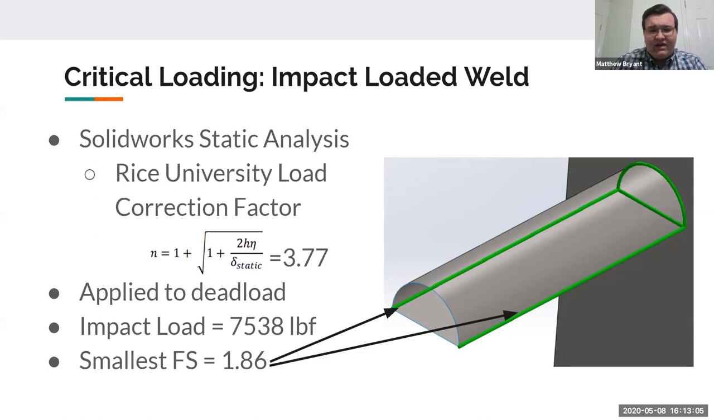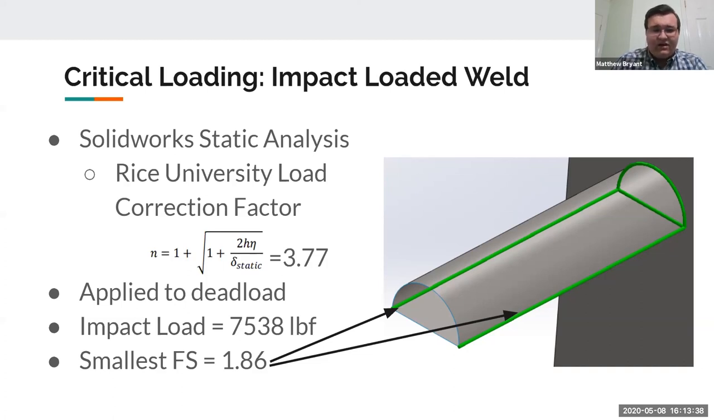And we used a Rice University paper that actually found a formula for this correction factor using the height of the drop, H, a drop efficiency, N, which is how the energy is transferred, and then the deflection that we found in the previous slide. When you apply this into the formula, you get a correction factor of about 0.377. You multiply this times the dead load of the tire, which is about 2,000 pounds, as we noted earlier, giving us a simulated impact static load of a bit over 7,500 pounds.